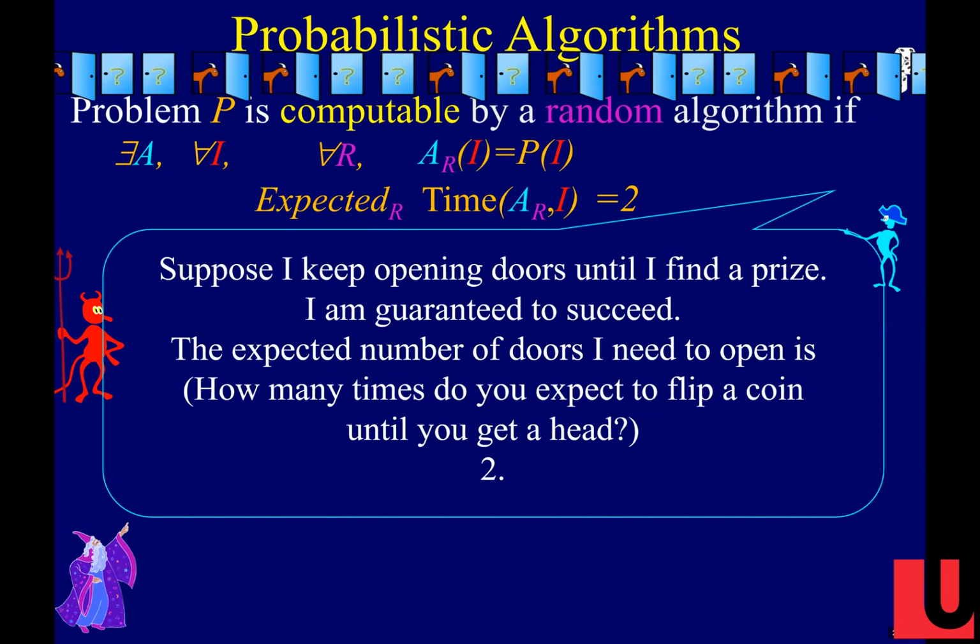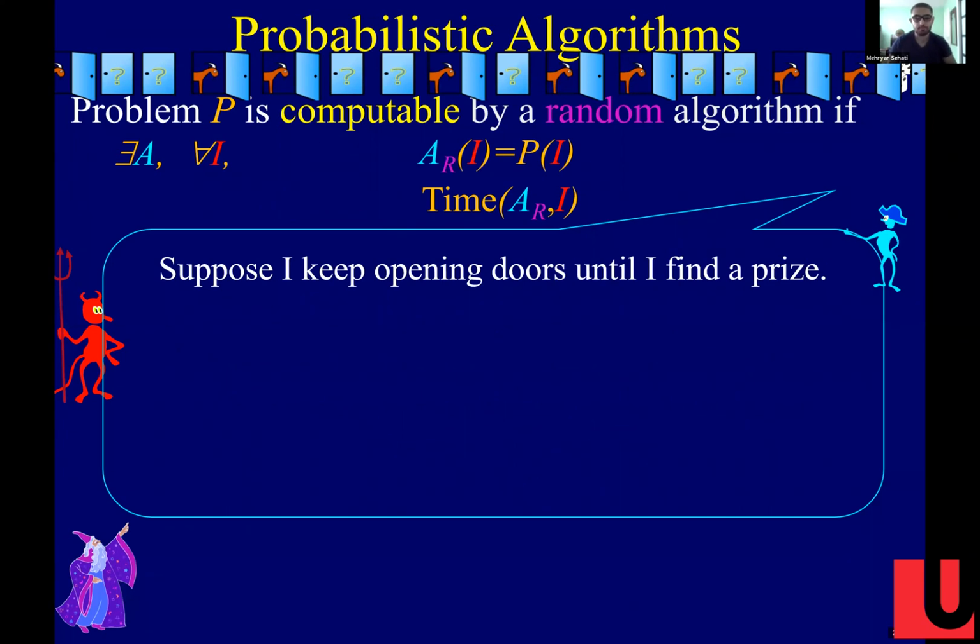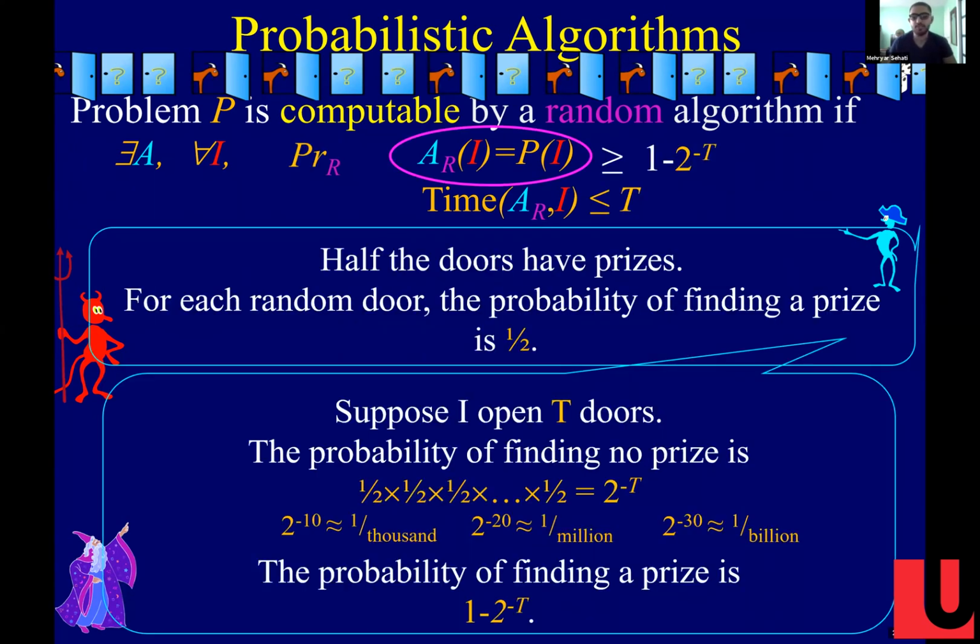Hey, Jeff, I have a question. So go back. Let's say it wasn't a coin. Let's say it was a dice. How would it change? Would it still be 1 minus 2? It wouldn't be 1 minus 2 to the power of negative T, would it?